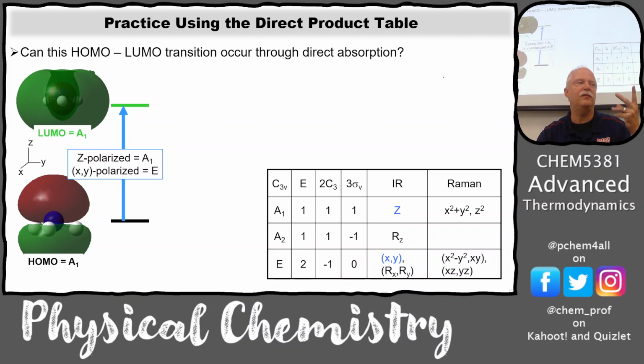We have two types of light now. We have Z polarized light, which is A1, or XY polarized light, which is E.